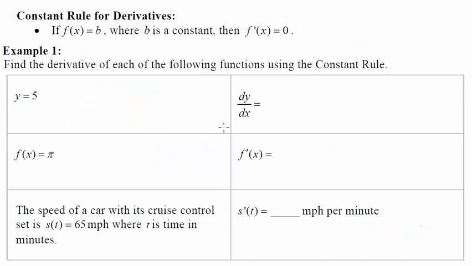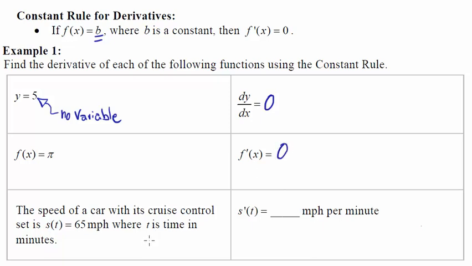So the first one we have here, remember all of these use that constant rule. If I have a constant, its derivative is 0. So if y equals a number, notice that there is no variable over here. Because there's no variable, its derivative is just 0. And here's a tricky one. f of x is pi. Well, pi is just a number, 3.14159 and so forth. So its derivative is 0.